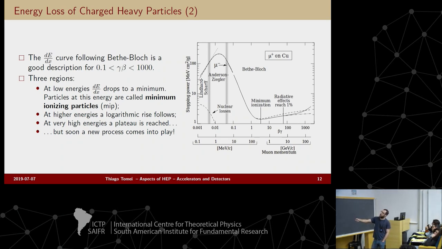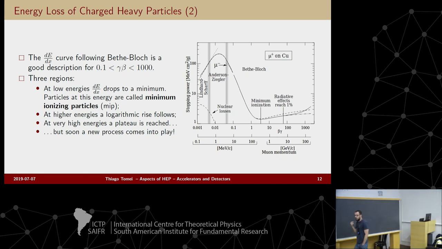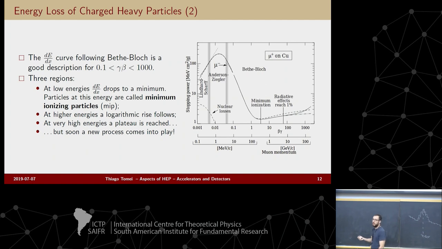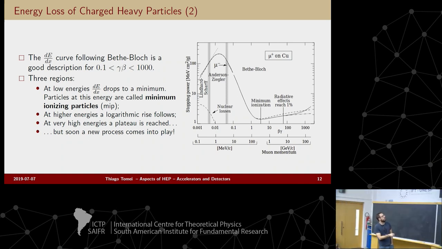There are 3 regions here. First, it drops to a minimum. Then it rises logarithmically, and eventually reaches a plateau. So if ionization and excitation of the electrons in the bulk matter were the only effect in play, it would plateau. Why is it a good description only until beta gamma equals 2,000? And what does beta gamma equal 2,000 translate to?